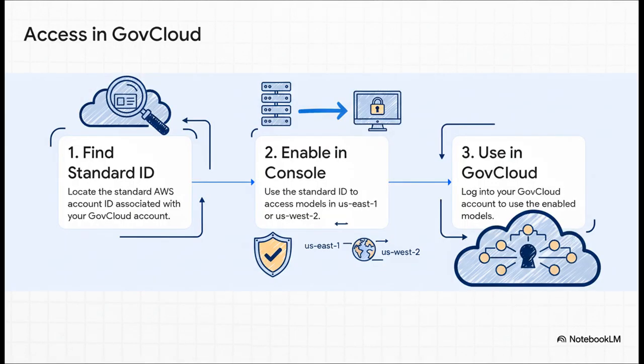Now, if you're working in AWS GovCloud, listen up, because the workflow here is a little bit unique. You don't actually enable models directly in the GovCloud console. What you have to do is use your associated standard AWS account ID, enable the models in a commercial region like US East 1, and then they'll show up as available for you to use inside your GovCloud environment. A little tricky, but easy once you know how.